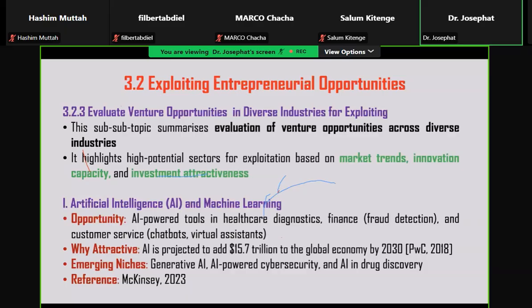Why is this attractive? AI is projected to add US$15.7 trillion to the global economy by 2030. Kwa hapa tunaweza kuangalia kwamba kuna a lot of opportunity katika hii industries. Kwamba kuna hiyo projection kufikia mwaka 2030 AI inategemea kuadd US$15.7 trillion to the global economy. And in emerging niche, tunaangalia generative AI powered cybersecurity as well as AI in drug discovery. Na hii ni study ambayo reference yake ni McKinsey ya mwaka 2023.